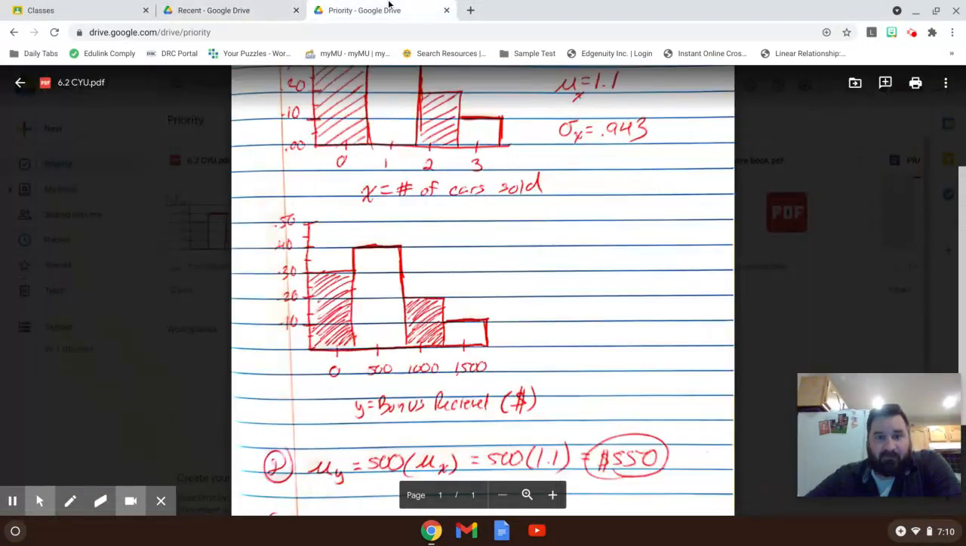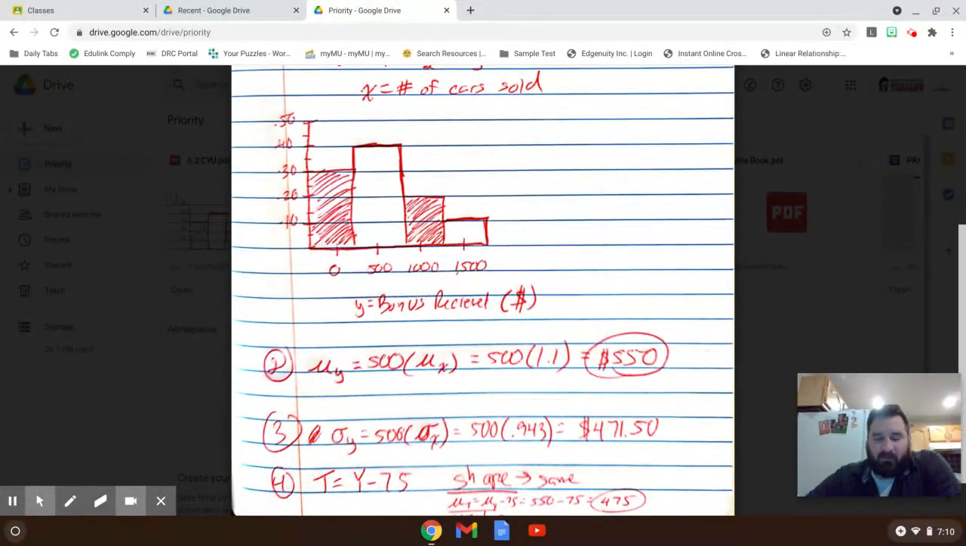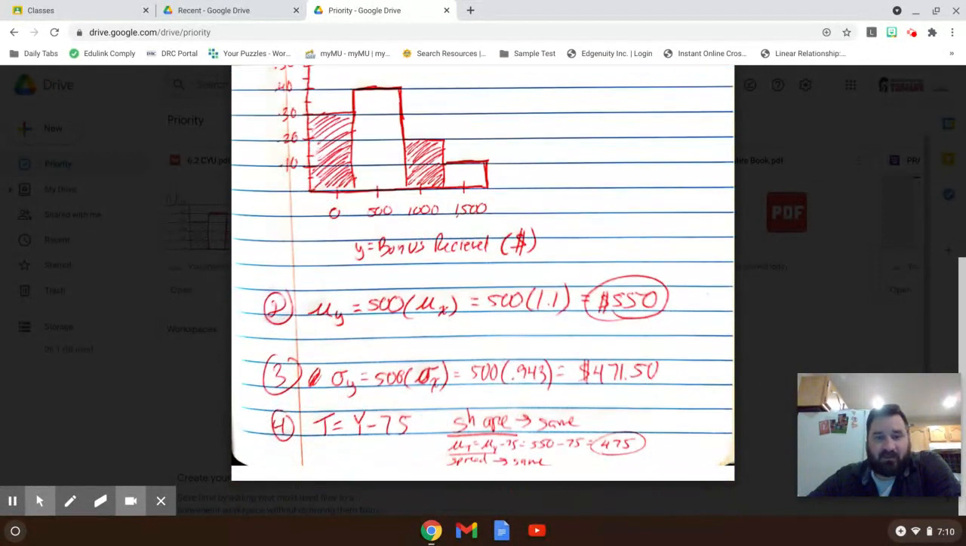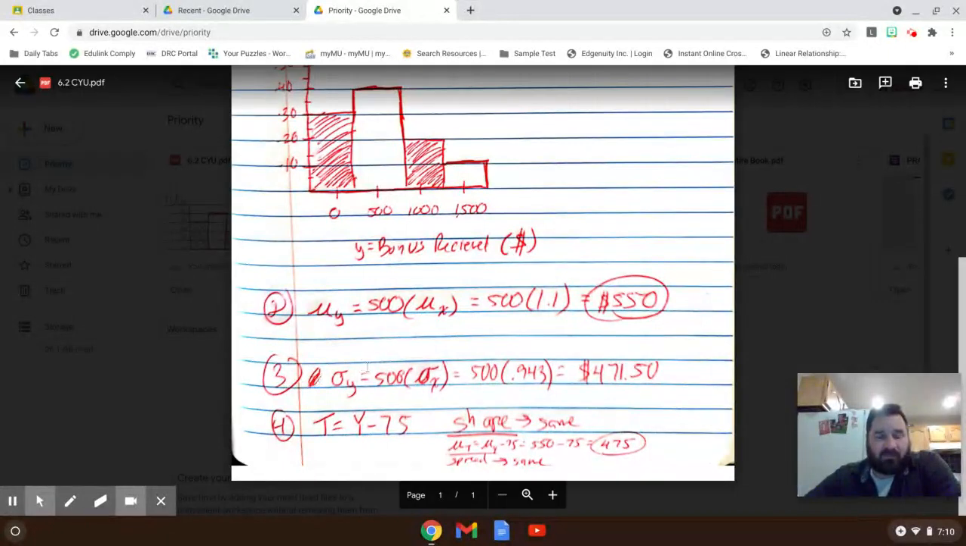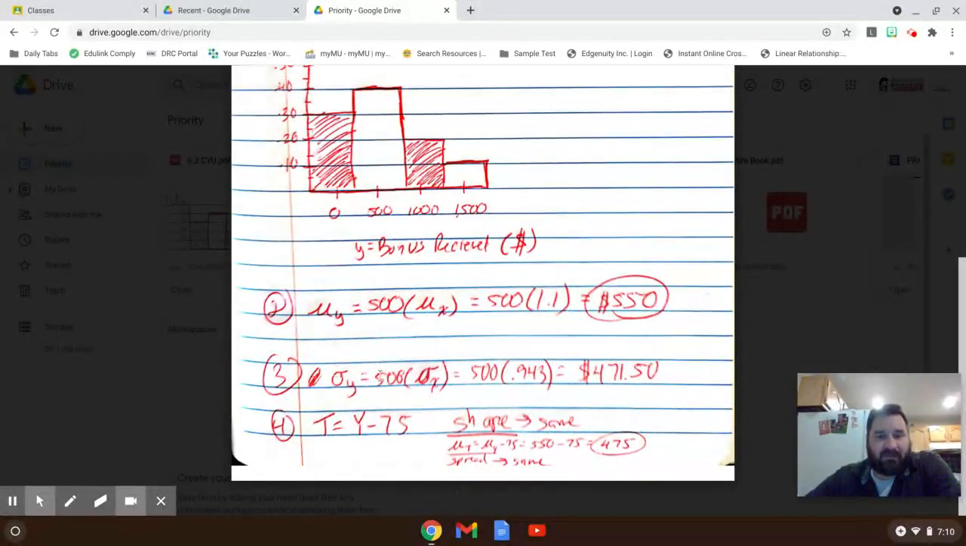Number 2, find the mean of Y. Well, we knew the average of X, which was 1.1. So to get the average of Y, we just multiply that by 500. 500 times 1.1 is $550. Part 3 is find the standard deviation of Y. Again, we knew the standard deviation of X was 0.943. So for the standard deviation of Y, we multiply it by 500. You get 471.5, or $471.50.